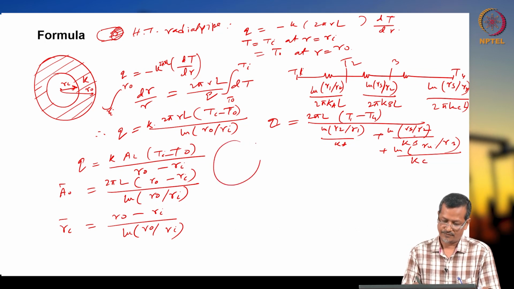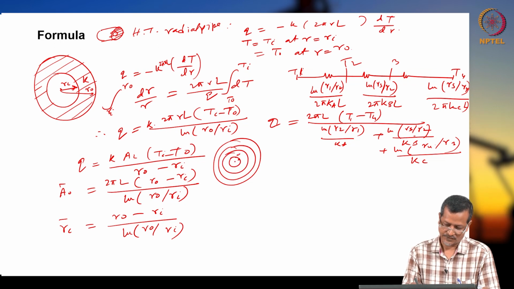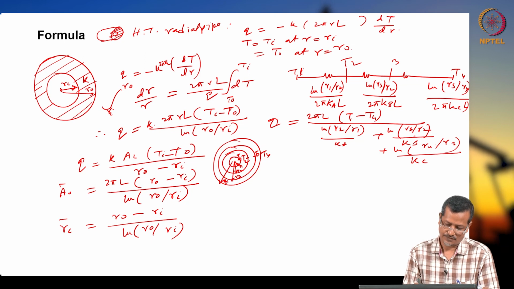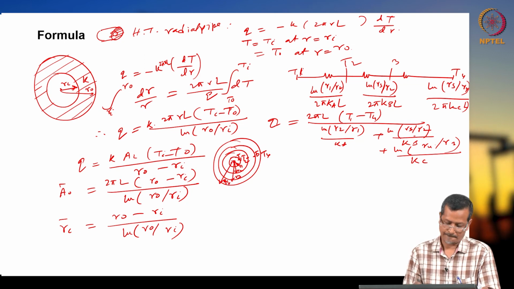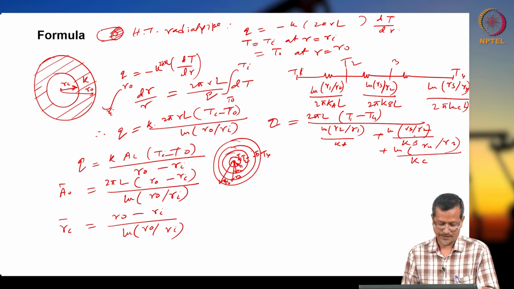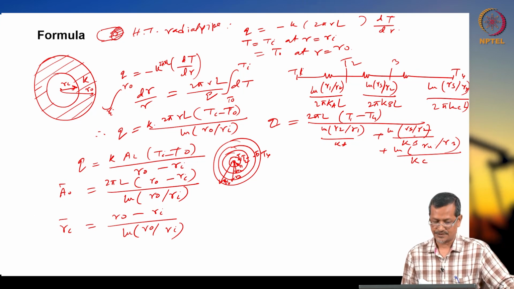If I have multiple layers, T1, T2, T3, T4, okay, R1, R2, R3, R4. Okay. So outside temperature T4, inside temperature T1. Okay. So if you have multiple layers, then this will be your general formula for radial heat transfer through a pipe.